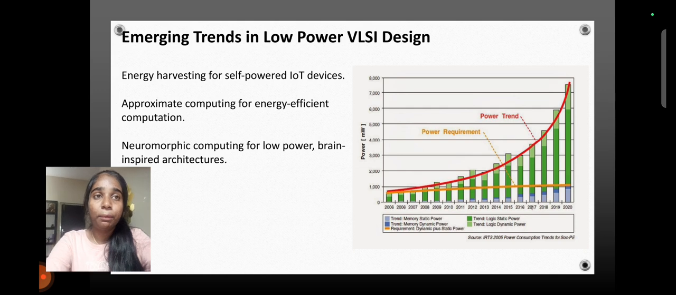Emerging trends in low power VLSI design are energy harvesting for self-powered IoT devices, approximate computing for energy efficient computing, and neuromorphic computing for low power brain inspired architectures.